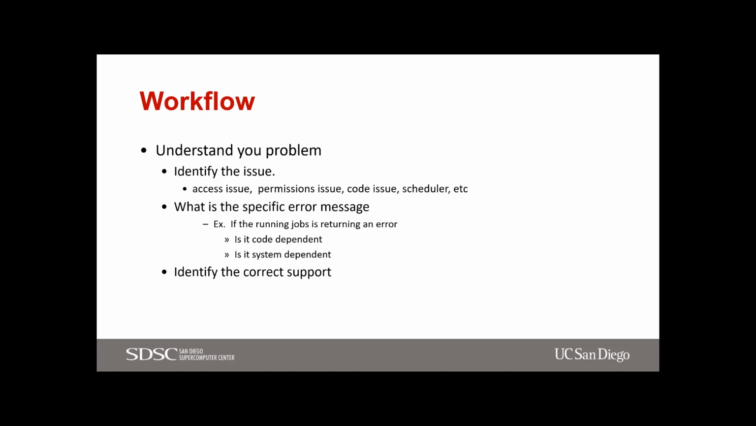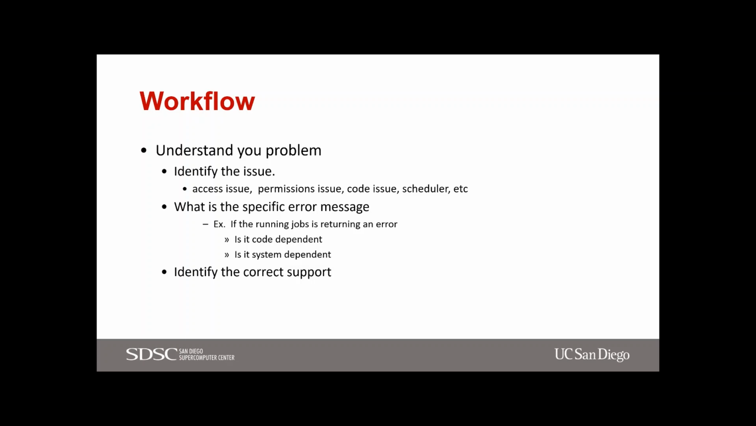So the first thing you're going to do is identify the issue on a high level. So what is your problem? Is it an access issue? Can you not get to the system itself? Is it a permission issue? Are you unable to get to files or file systems? Is it a code issue? Is it a scheduler issue? There are so many issues that we can have. Like I said, CI is super involved and it has lots of components to it. So it could be any of the many things that are out there.